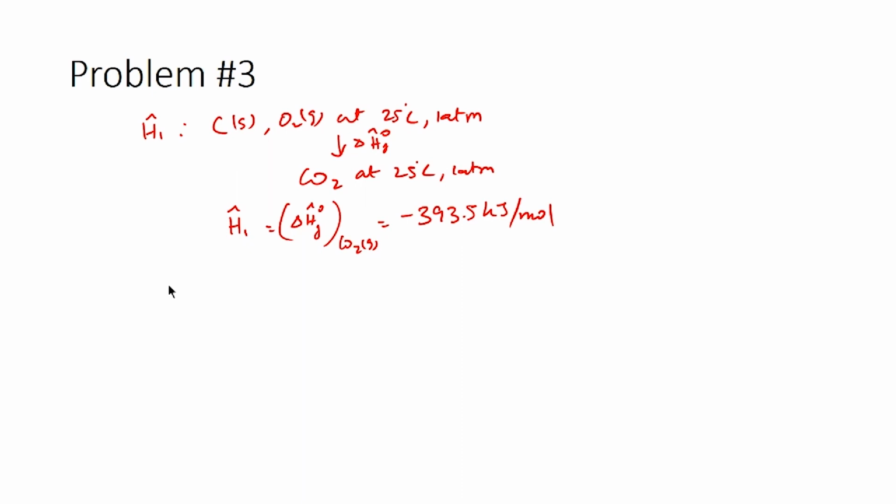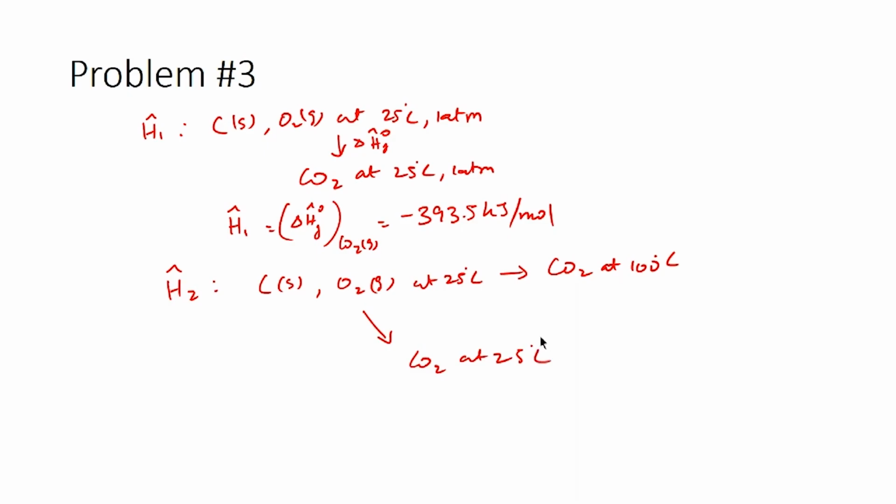Now, we have to look at H2 cap. So, H2 cap is again for carbon dioxide. However, the exit stream carbon dioxide is leaving at 100 degrees Celsius. So, we now have a process where carbon solid and oxygen gas at 25 degrees Celsius forms carbon dioxide at 100 degrees Celsius. So, the first step would be formation of carbon dioxide at 25 degrees Celsius, and from here you have the heating of carbon dioxide to form carbon dioxide at 100 degrees Celsius.